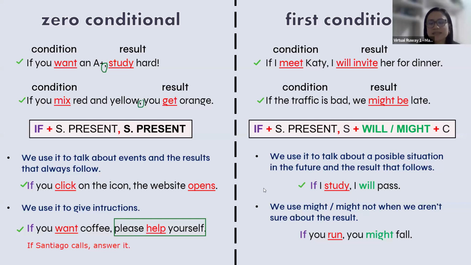Good, guys. So that's the part of the first conditional. Questions about this part? In case you need a repetition, let me know, okay? This is only a review. Zero conditional and first conditional. Good. Take your photos, take your screenshots, okay? Because we are going to practice now.